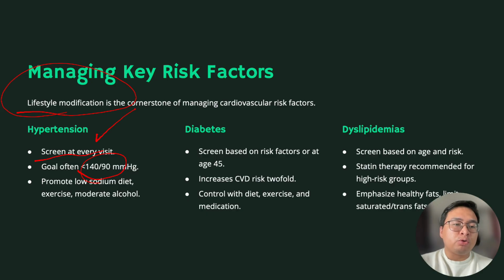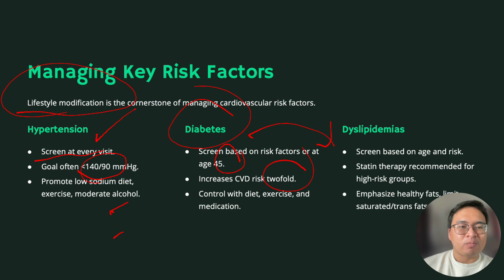And you need to promote low sodium diet, exercise, and moderate alcohol intake. For men, it's 2 drinks per day, and for women, it's 1 drink per day. Okay, next. Diabetes, you should screen based on risk factors at age 45. The mere presence of diabetes increases your cardiovascular disease risk 2 times, twofold. So kaya nga, di ba pag may diabetes ka na, automatic naka-statin ka dapat agad. Okay, so how are you going to control blood sugar? With diet, exercise, as well as medication.